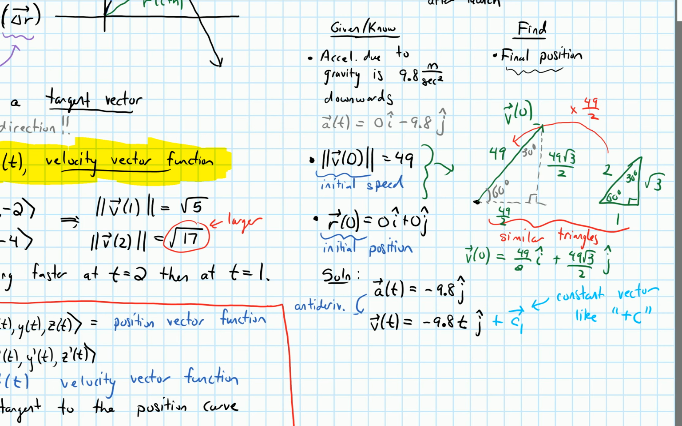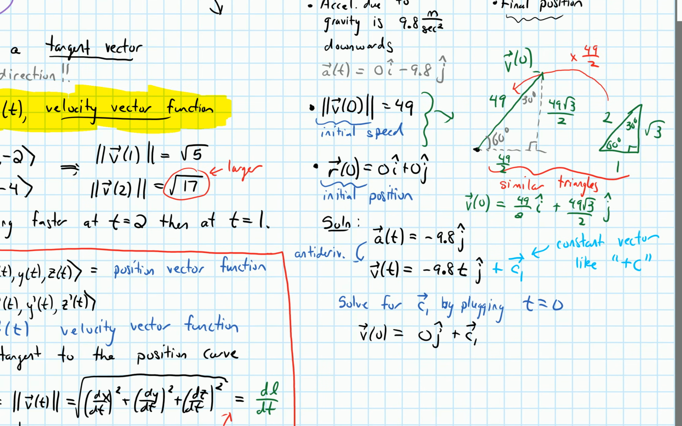All right, so next we can solve for that constant vector by plugging in t equals 0, because when t equals 0, we know what v of 0 is. We know that initial velocity. So if we plug in, we get v of 0 equals, on the other side, 0 j hat when we plug into that first term, plus that constant vector c1.